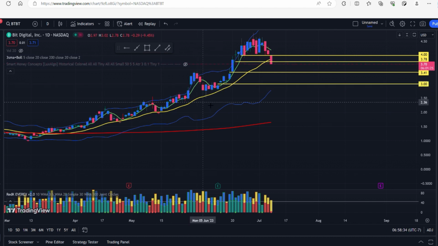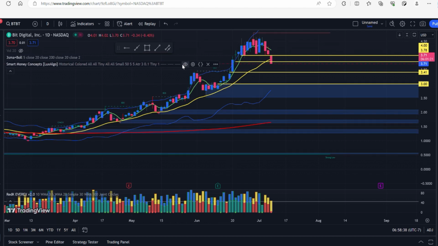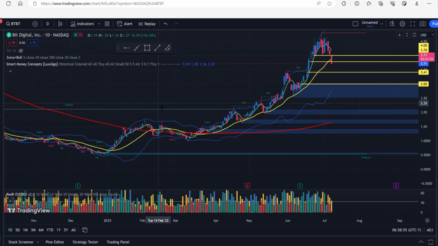This gap is already filled, so we're safe there. But yeah, lots of support right there, lots of orders. If we turn on our Smart Money indicator, yep, it indicates we have an order block there. Oh, that goes down to about 250, but there's a lot of support at the $3 range. Below that, $2, 170, down at the 200-day moving average, 163.